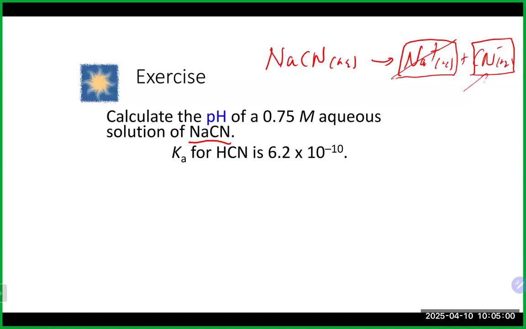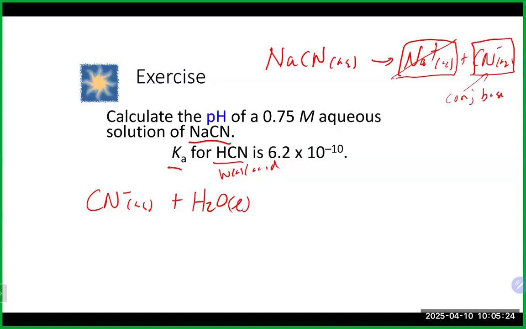The cyanide comes from HCN, which was given to us in the problem. Since HCN has a Ka value, that tells me this is a weak acid, which means cyanide would be its conjugate base, and it would go through hydrolysis because it comes from a weak acid. So that is the reaction we're going to have: CN minus is going to react with water through this hydrolysis reaction. By understanding that it comes from this weak acid, we can understand that it is acting as a base when it reacts with water.